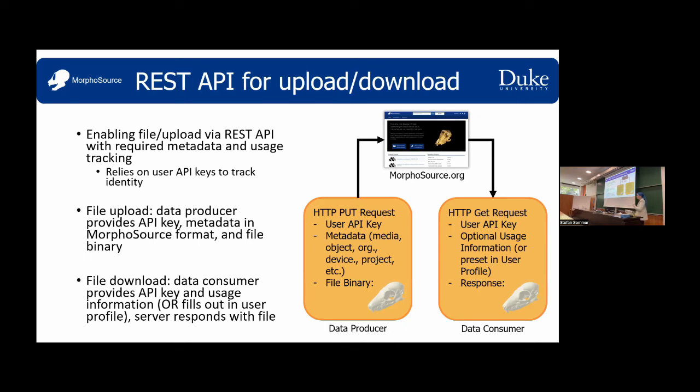Or alternately, someone, again through an R script, Python script, or some other downstream tool, could make an API request like that and include their API key. Maybe they include the usage information, or right now you can just fill out your standard usage information on the site, on your profile. As long as you've done that, you would be able to just download things, as long as you sort of provided a short usage statement.